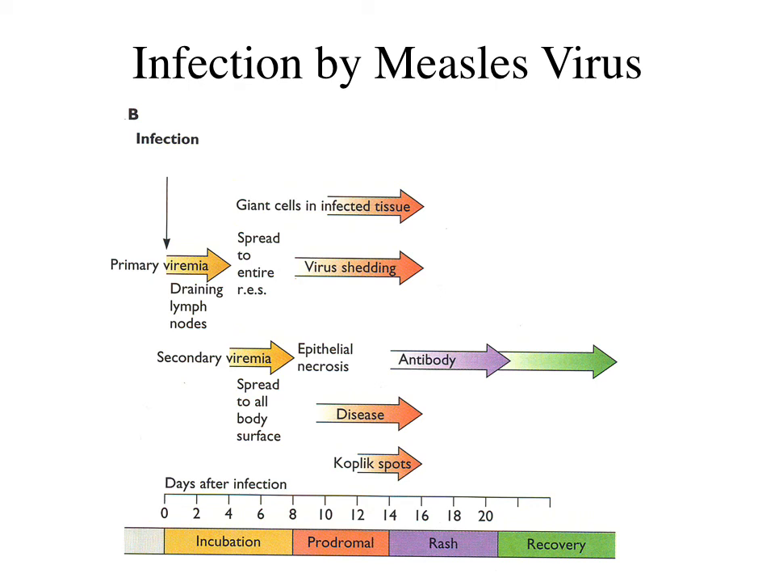Key symptoms include cough, fever, and conjunctivitis. Now you'll notice that virus shedding occurs during the prodromal period, that is, before the symptoms are actually evident, particularly long before people have developed the rash. So that makes it much easier for the virus to be passed on from person to person.